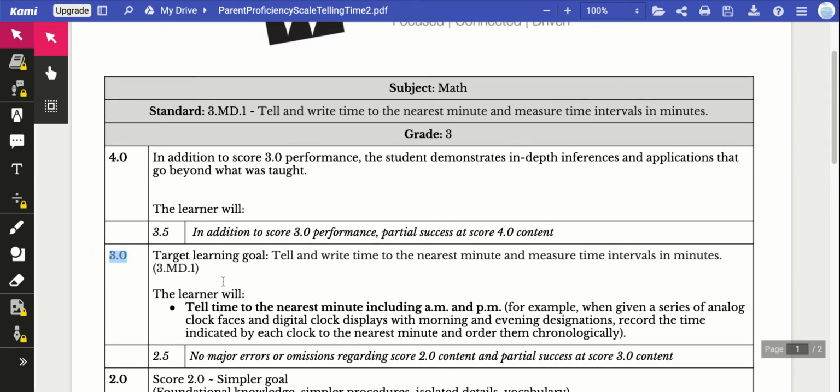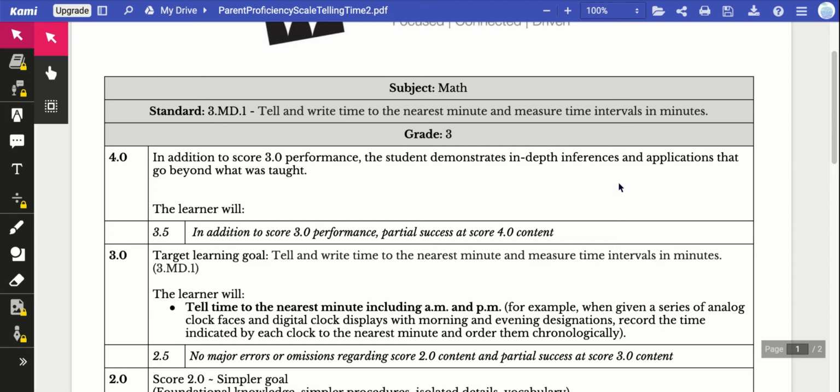But if everybody else isn't ready to move on, then they might be moving on and trying to do something that is in the 4 category, all right? So in the 4 category, this is where the student is going to demonstrate in-depth inferences and applications that go beyond what was taught. So for this one, I might hand a student a train schedule or a bus schedule, and I might give them some questions about it, or I might ask them to come up with some questions from this schedule and see what they can figure out.